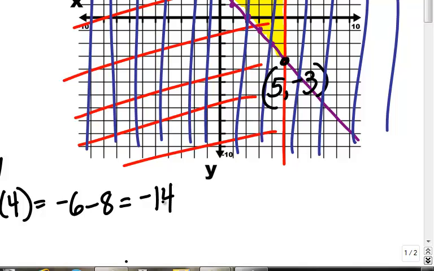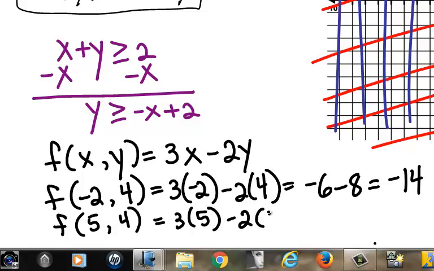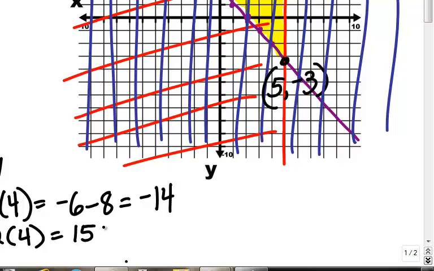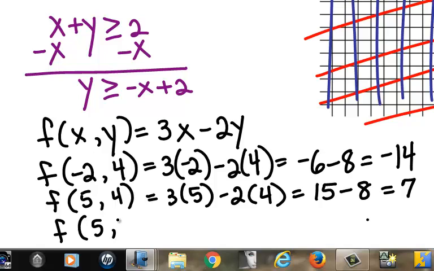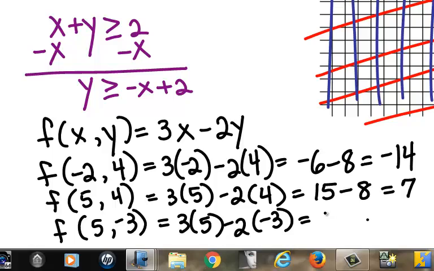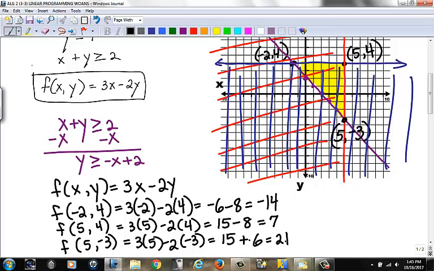Agree with that? Okay, then try 5, 4. Put 5 in for x. 3 times 5 minus 2 times 4. So 3 times 5, I get 15 minus 8, I get 7. Agree with that? Check my arithmetic. And then the last one is 5, -3. So 3 times 5 minus 2 times -3. 3 times 5, I'd have 15 plus 6 is 21.